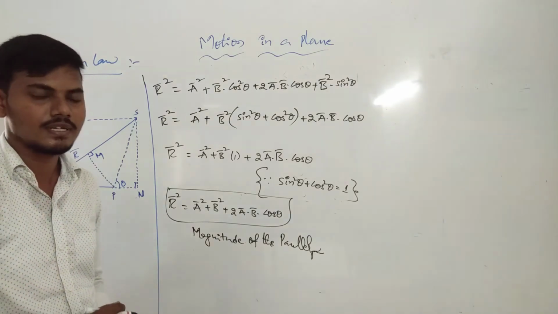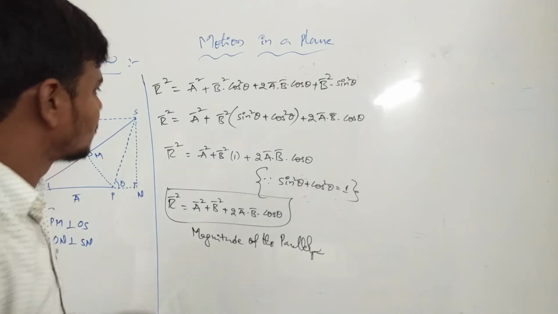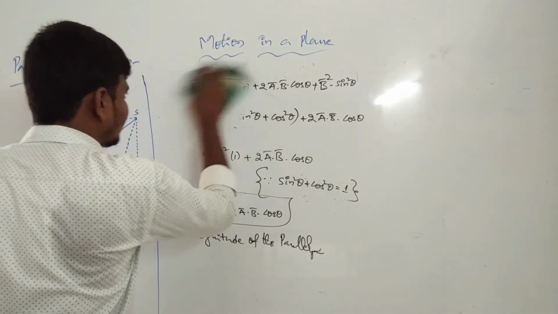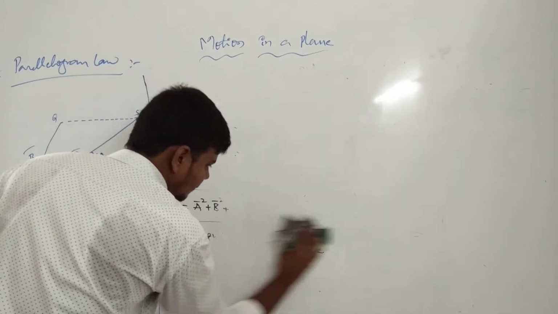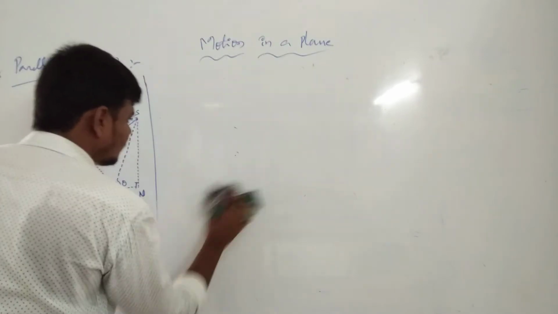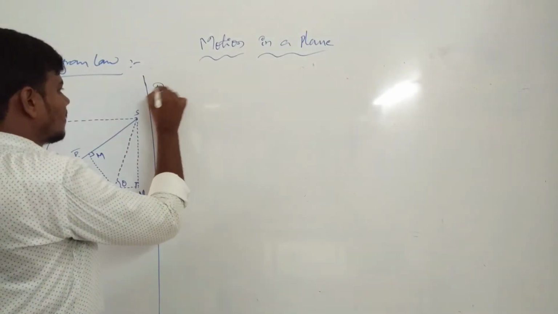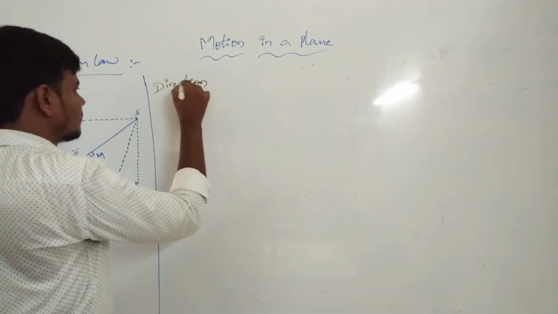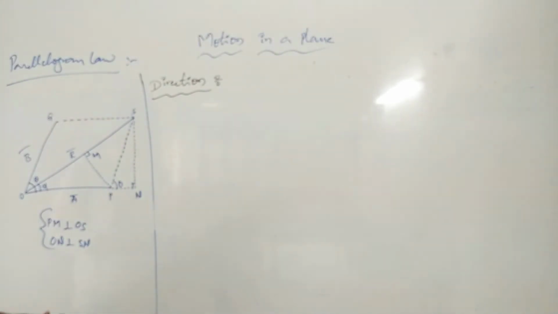Now what is the direction? Direction of the parallelogram. Now what can we gain from the direction? The direction equation will be used in this parallelogram function. For this direction purpose, we are using alpha. Clear? Now what is the direction? Direction of the parallelogram, we use the angle alpha.